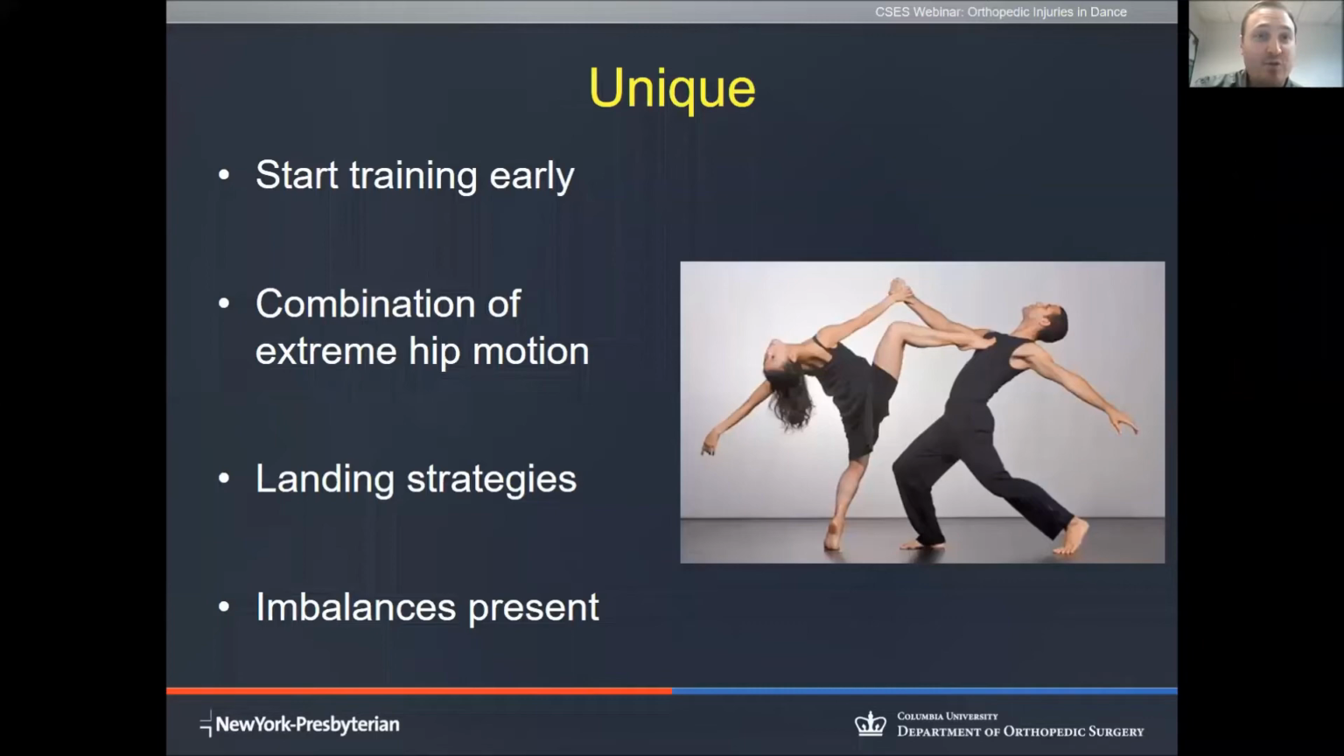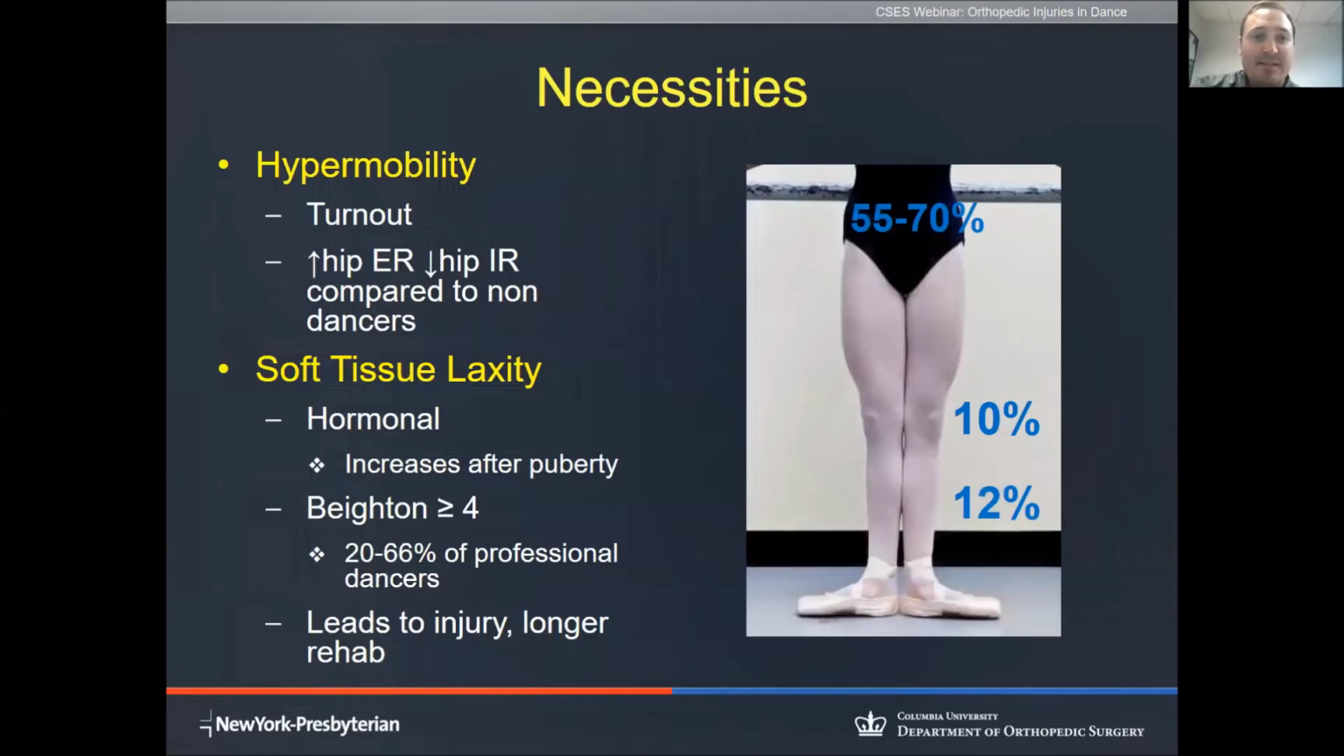However, these extreme ranges of motion can also put them at risk for labral injuries and subluxation events. And in terms of the necessities, a dancer needs to be hypermobile, whether it's based off of genetics or acquired. And they also can acquire soft tissue laxity, which develops over time and with extensive training. In dance, turning out is emphasized.